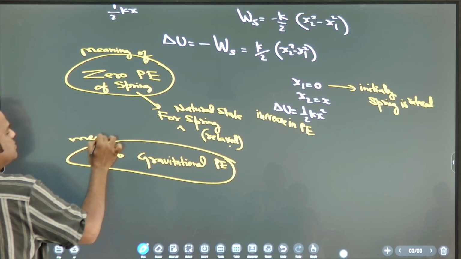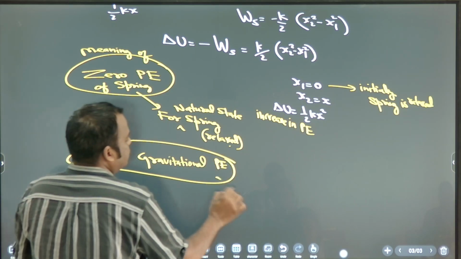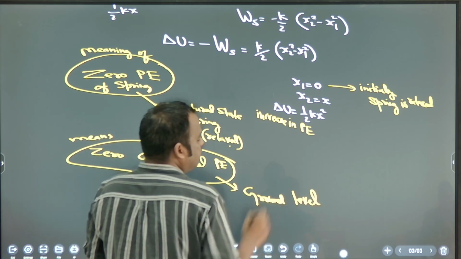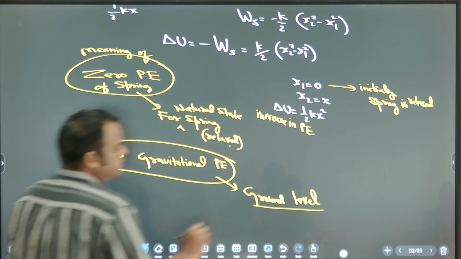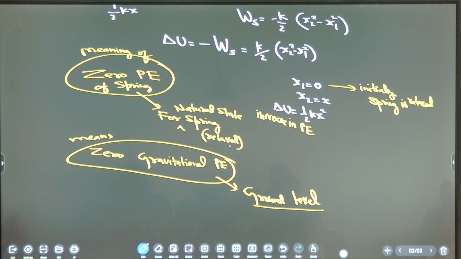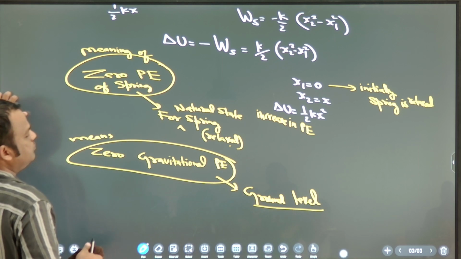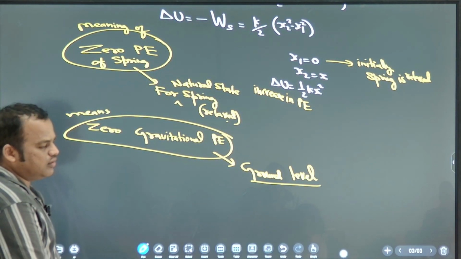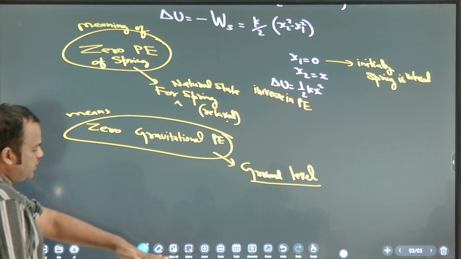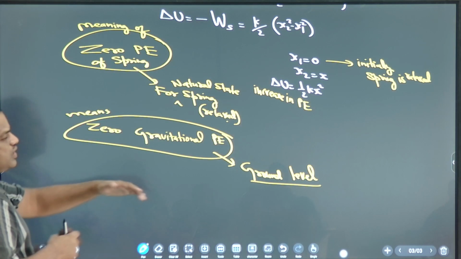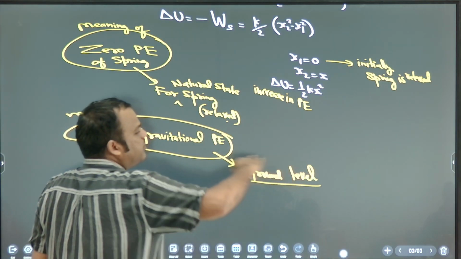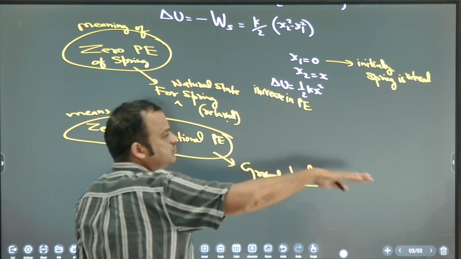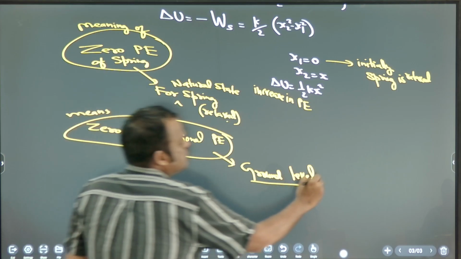Meaning of this, you can say ground level. Ground level is generally zero potential energy. Understood? Ground level is zero, and you can assume any ground level. The ground level can be this, or this. It is up to you which level you are selecting as ground level. The table surface can be ground level. So what is ground level?